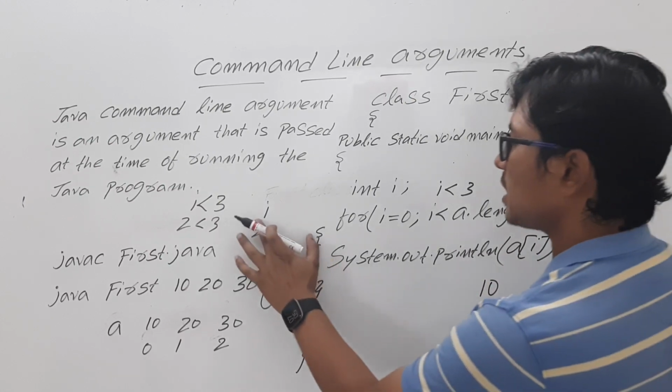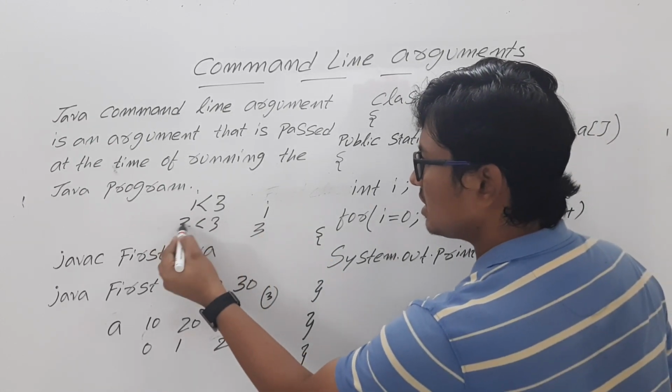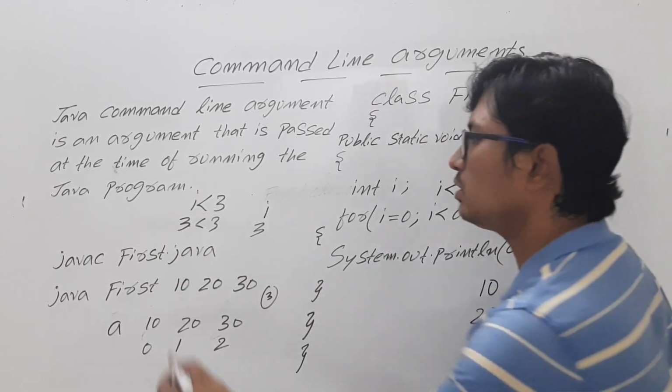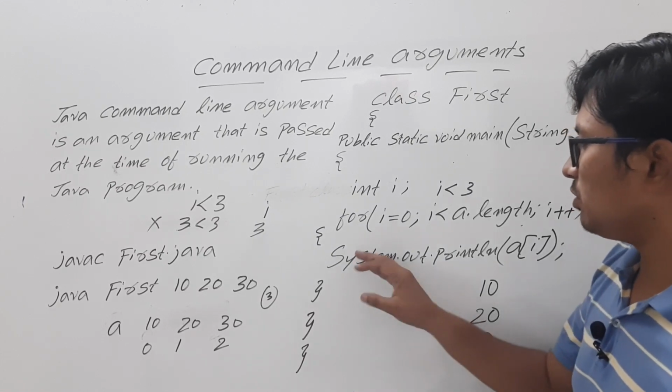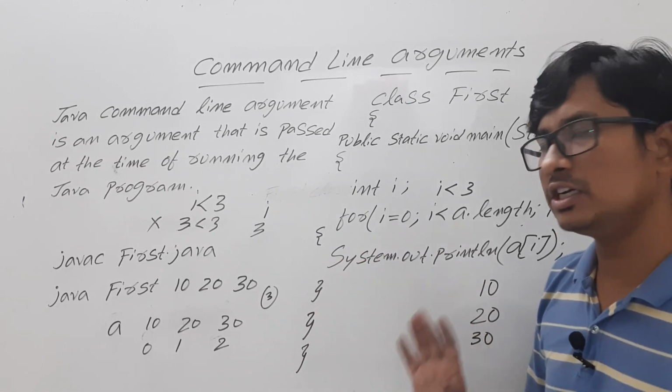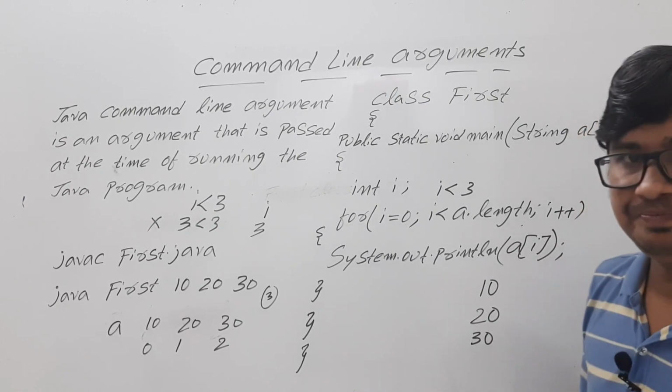Then i plus plus, the i value will become 3. Now you will verify the condition. Is 3 less than 3? No, 3 is equal to 3. So this condition has failed. Once the condition has failed, the statement will not be executed, as there are no other statements. This program will give the output as 10, 20, 30.